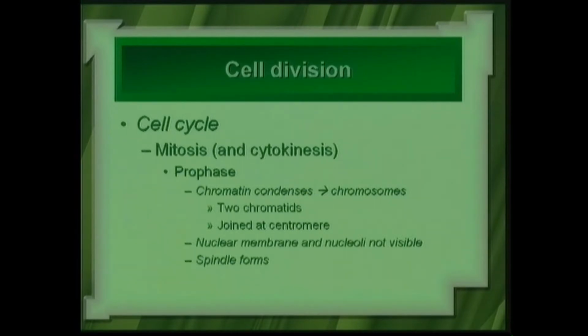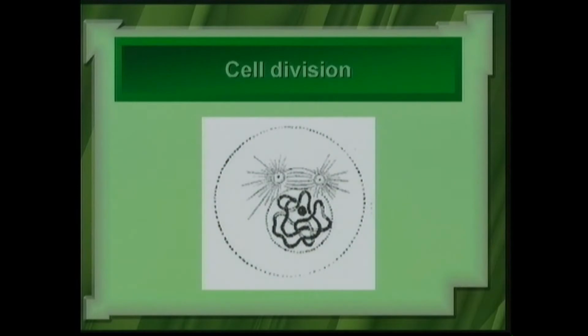Another thing that happens during prophase is that the spindle starts to form. The spindle will actually allow the separation of the sister chromatids from each other during anaphase. So prophase. Here we have a nice illustration, black and white. Sometimes black and white illustrations can be the best because you can really see structure better.